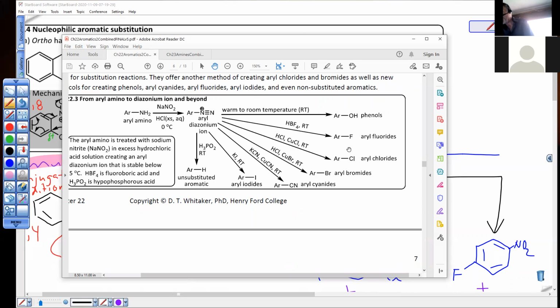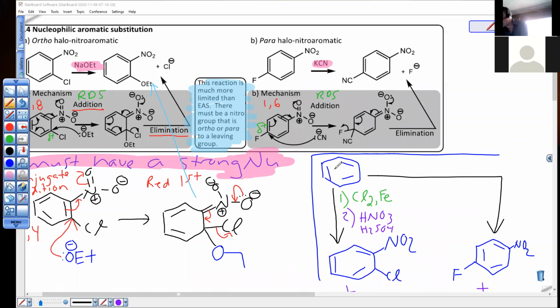Let's see if we can remember all those steps starting from benzene. We got benzene, and I want to get a nitro on there. Wow, it's not this nitro though. Oh, so confusing. We're putting a nitro that's going to become a fluoro. HNO3, H2SO4, and then I need to make it into an NH2.